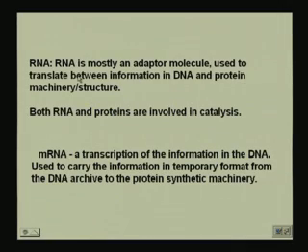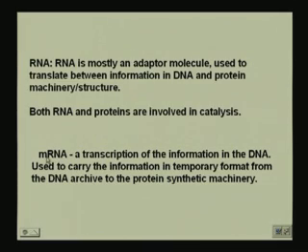So, RNA is basically an adapter molecule that translates from the information in DNA to the protein, right. So, when we go from DNA to RNA, it is called transcription. RNA to protein is translation. Now, we have three types of RNA. This is something probably that you studied in school.